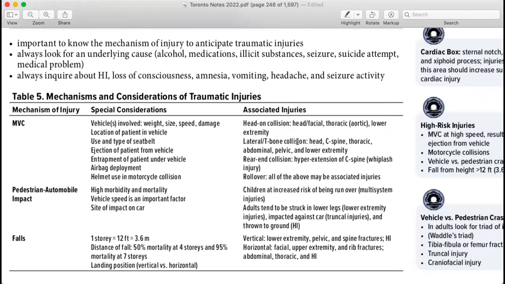The answer may be in the options they give you, that the patient has a motor vehicle collision and he has a T-bone collision, or a lateral collision. If you don't know that his head is affected, what is the next thing you would do? You will not be able to do the CT scan. Or maybe a collar should be given for the C-spine injury. Thoracic and abdominal. That's why you need to know in which kind of collision, what kind of injury could happen. Hyperextension of the C-spine and then rollover, all of the above may be associated.